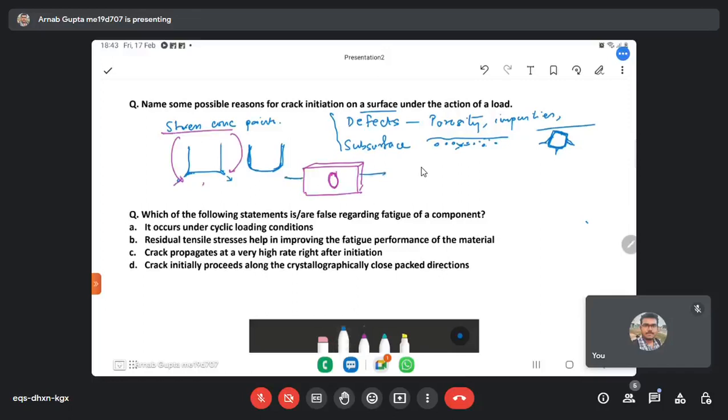Then at this particular cross section, only this much material is resisting the load, right? While if you see this cross section, then this entire cross section is resisting the load. As a result, about these points, there will be stress concentration regions. So as a result, we generally try to avoid such type of designs where there can be possible points of stress concentration, because crack generally initiates from such points.